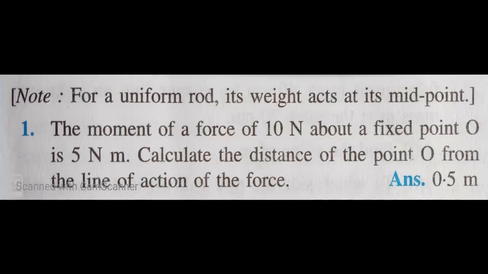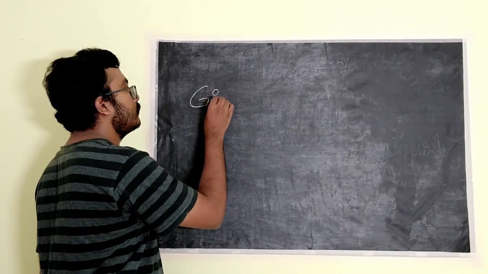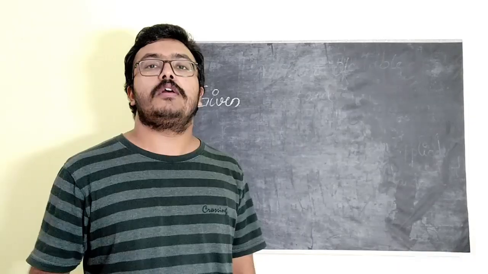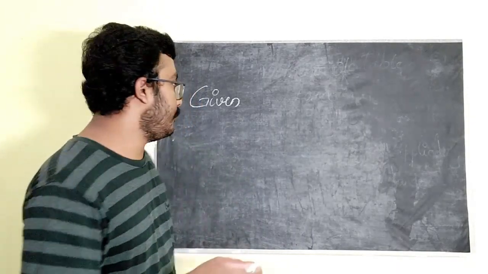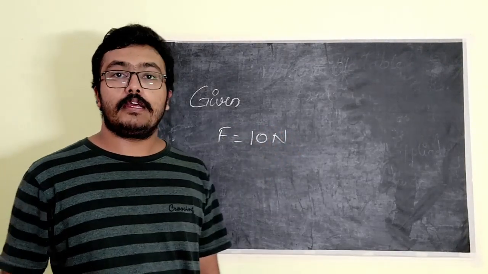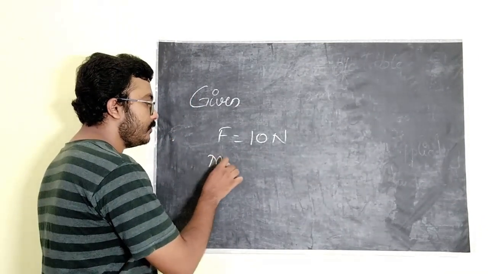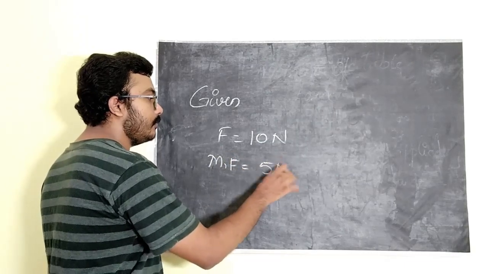First one, you can look into the numerical. The moment of force of 10 Newton about a fixed point O is 5 Newton meter. Calculate the distance of the point O from the line of action of the force. So, given: the force acting on the body is 10 Newton, and the moment of force is given as 5 Newton meter.